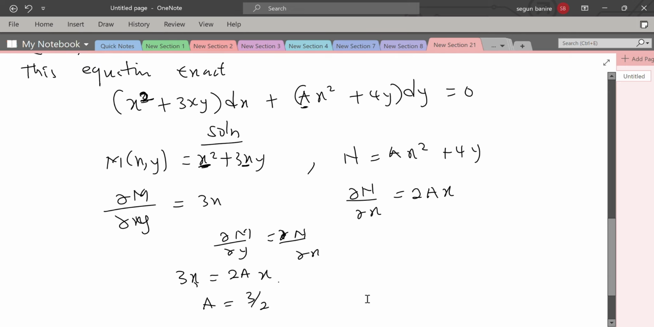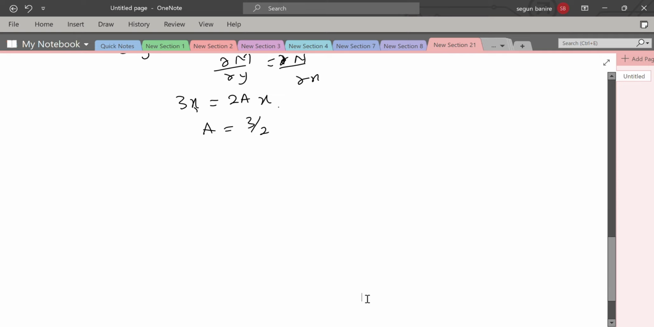All right, now that we know how to check if an equation is exact, what we need to do next is to solve an equation. We have to solve a differential equation that is exact. That is, we are looking for the value of f(x,y). So let's consider this example now.